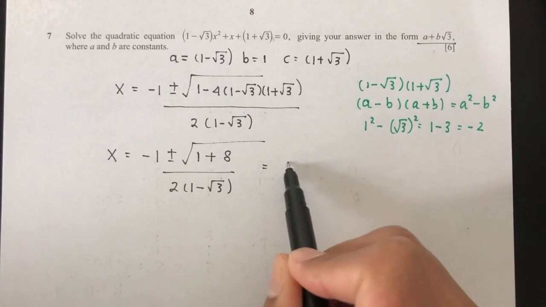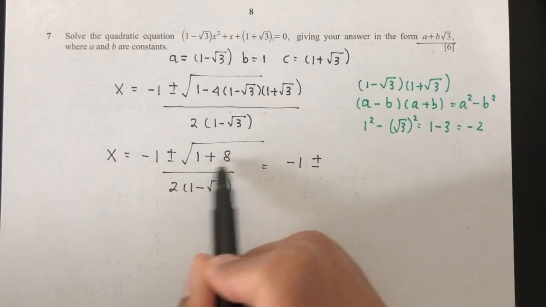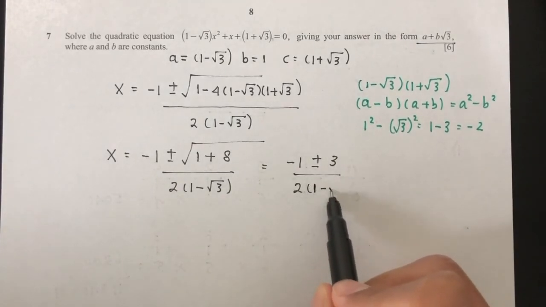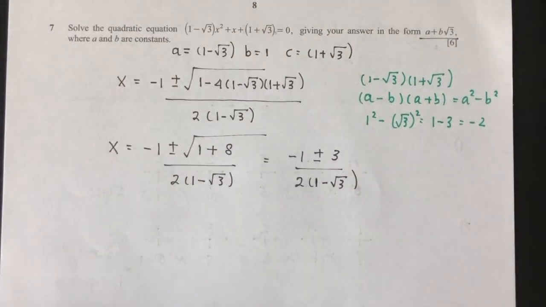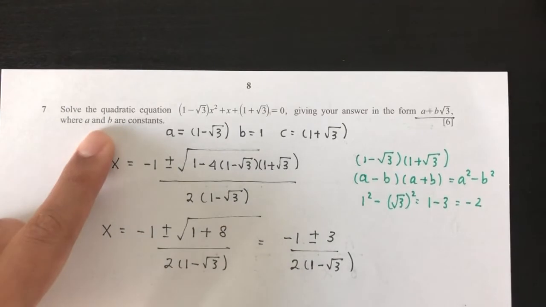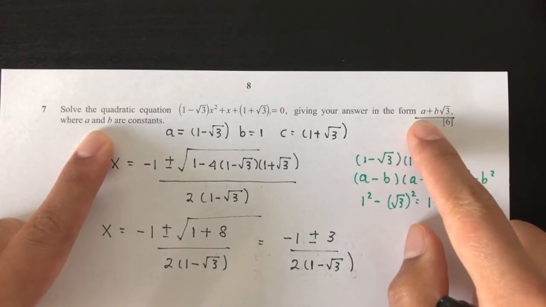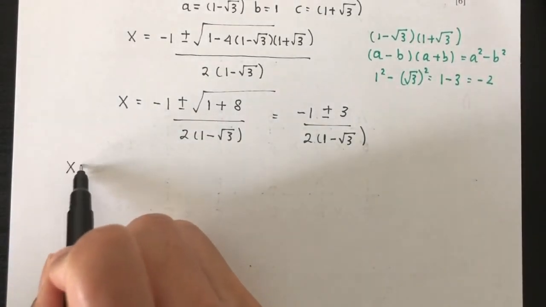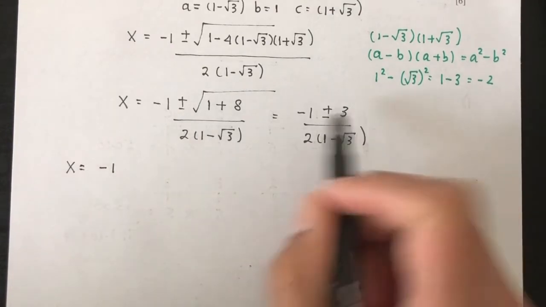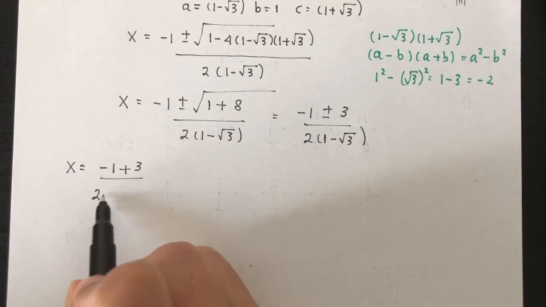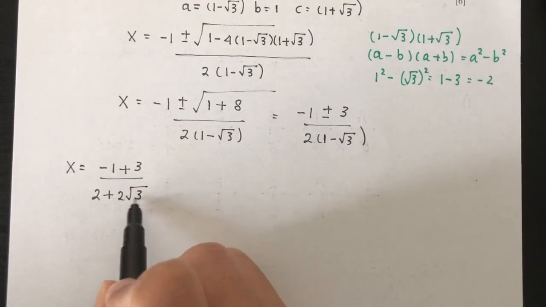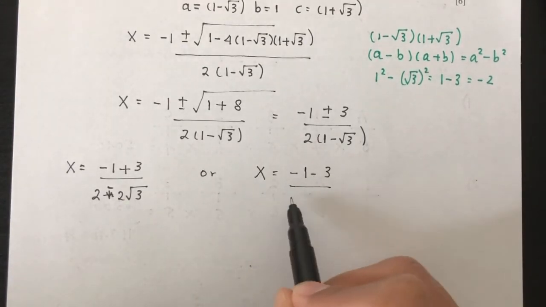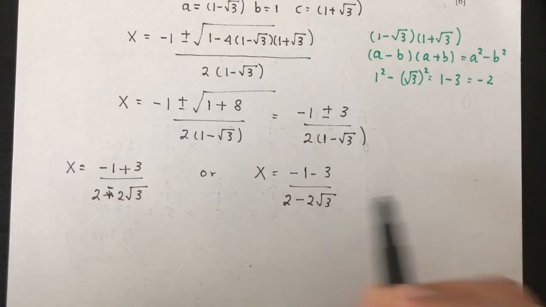This simplifies, that should be minus 1 plus minus root of 9, which is 3, over 2 times 1 minus root 3. So here you can see we have 2 possible options, but we are only looking for one answer. So let's do that. So x can be minus 1 plus 3 over 2 times this, or it can be minus 1 minus 3 over 2 times this.